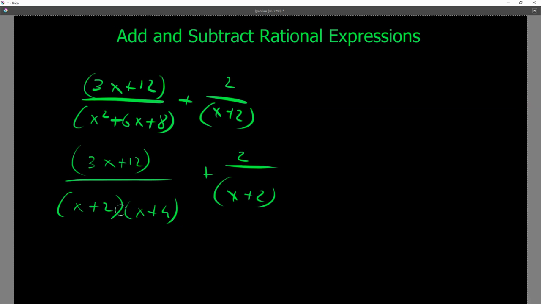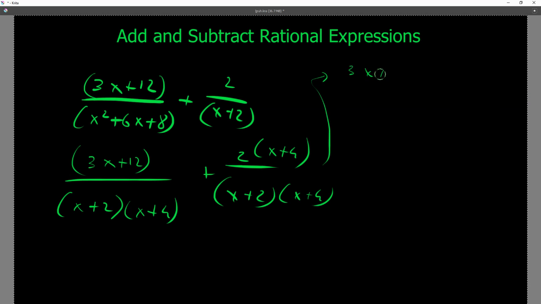All right, what does this guy have that this guy doesn't? He has an x plus 2. This guy has an x plus 2, but he doesn't have an x plus 4, so I have to put an x plus 4 here. What does this guy have that this guy doesn't? Nothing. He has an x plus 2. This guy has x plus 2. So that's it. So I just have to simplify this and put it all together.